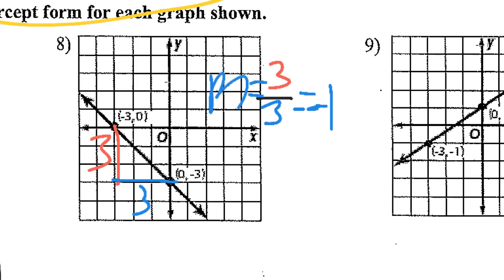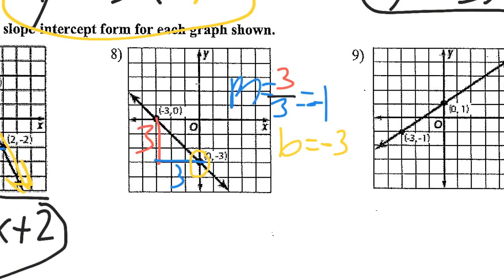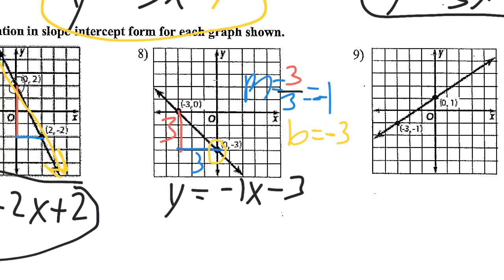Now for b, it's where we cross on the y-axis. So that number is negative 3. So b is negative 3. So now I'm going to write out the equation. Y equals, I could do negative 1x or just negative x. I'm going to write the negative 1x for now. Plus b, which is just minus 3.